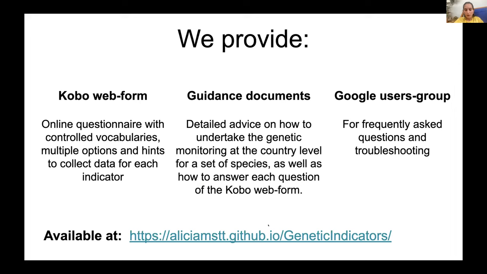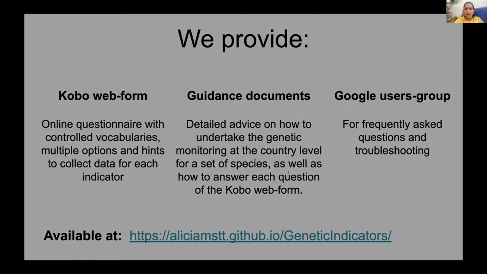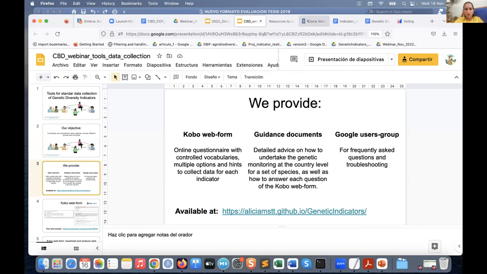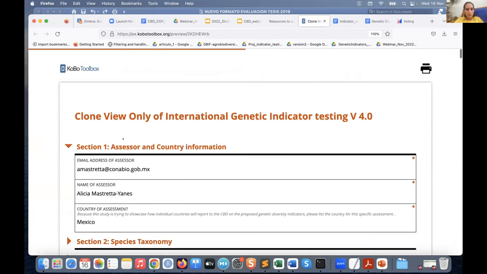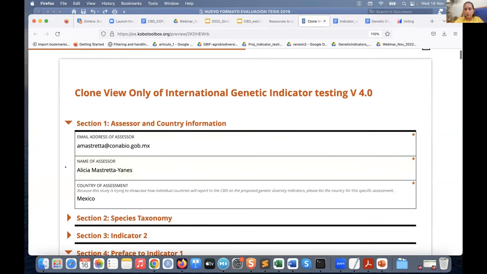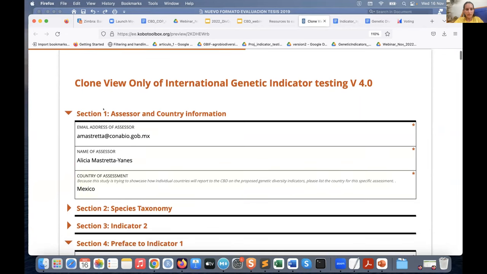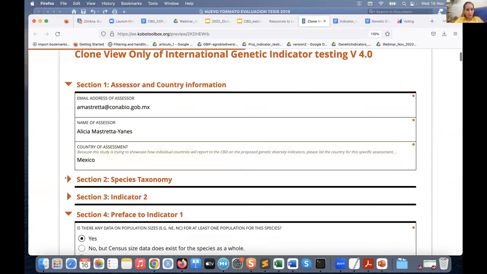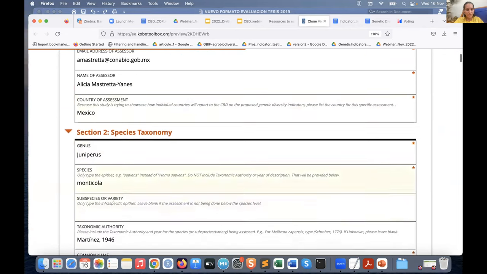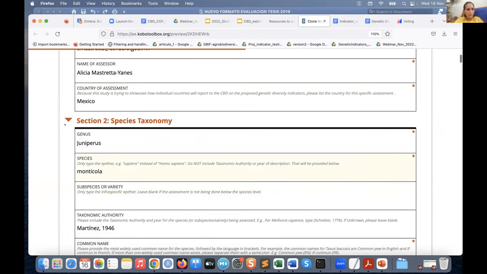All of them are collected in this address, which I'm going to paste in the chat. And briefly, I'm going to show you how the web form looks. This web form is an example of how it will look to fill the data from the species I show you. So we have the assessor and country information. We have the species taxonomy information.